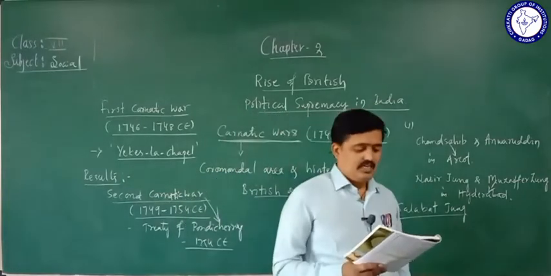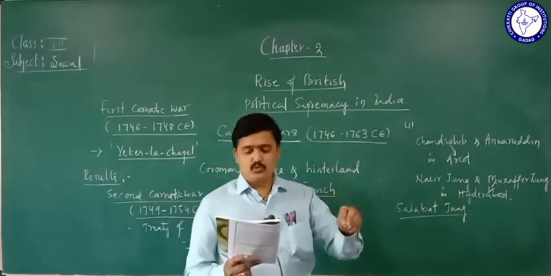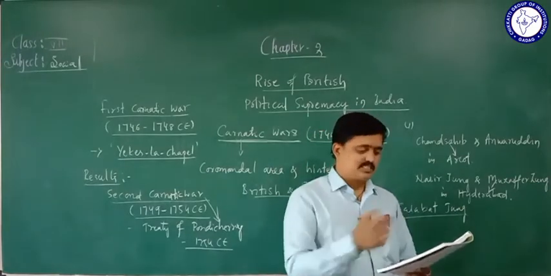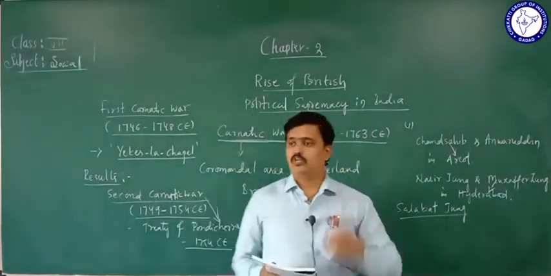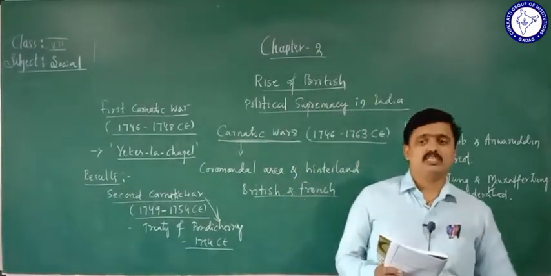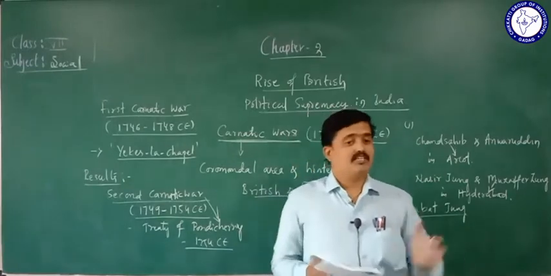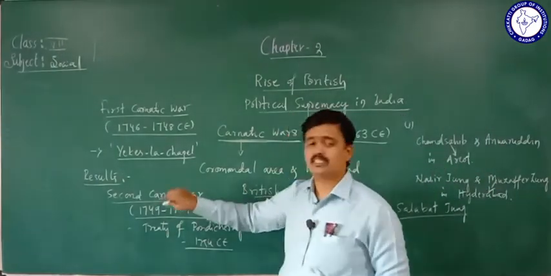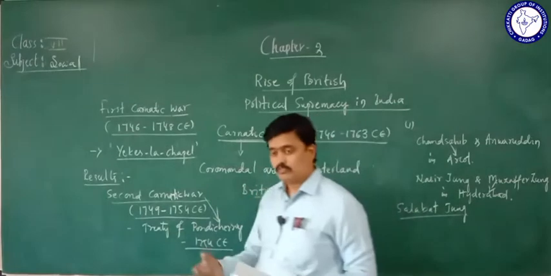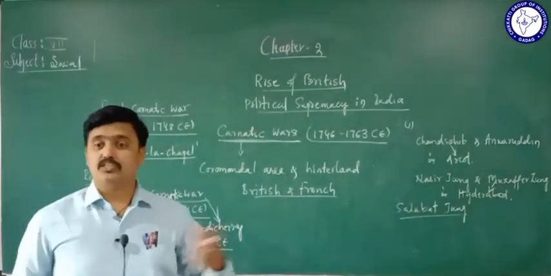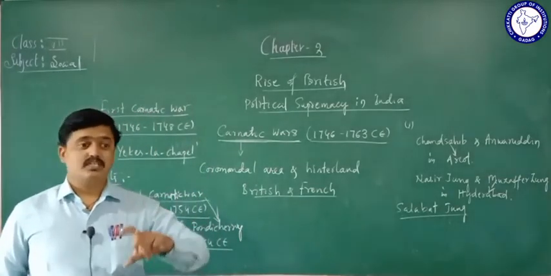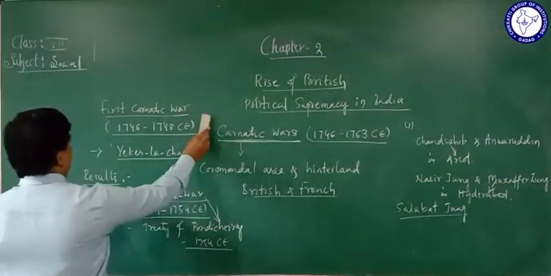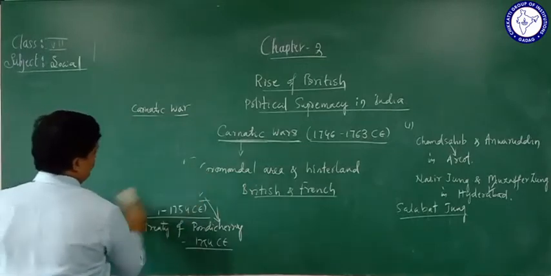Next one, the English secured the right to collect taxes. The British secured the right to collect the taxes and also maintain army units. So these were the results of the Second Carnatic War. One more battle, the final battle between the British and French, was the Third Carnatic War. Let's see the third battle between the British and the French.